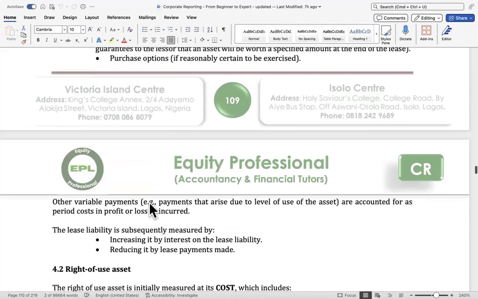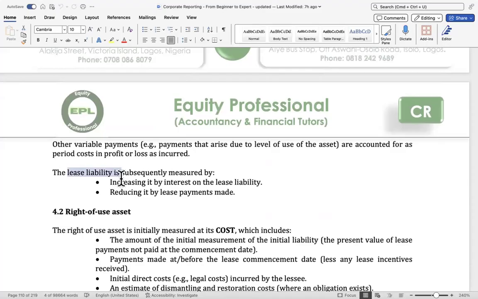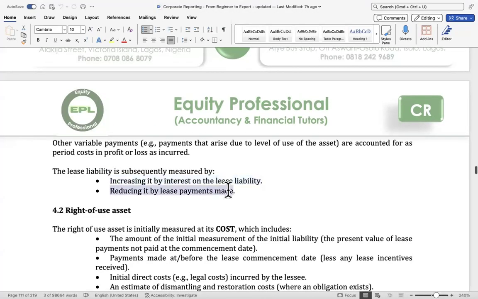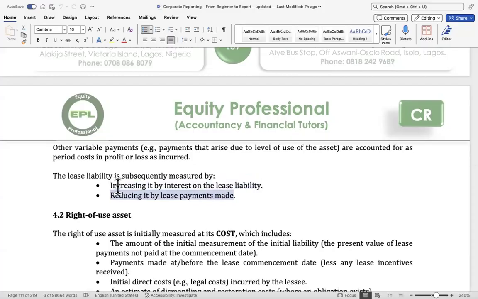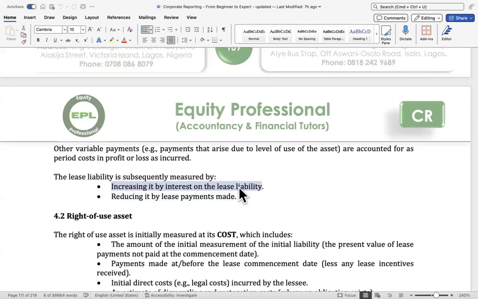And at the end of the year, this lease liability, I told you that it will be increased by interest, and we're going to reduce it by lease rentals at the end of each year. And I told you that the reason why we are increasing the liability by interest is because of time value of money. Because we have discounted to get this lease liability at the commencement date. We did a present value.